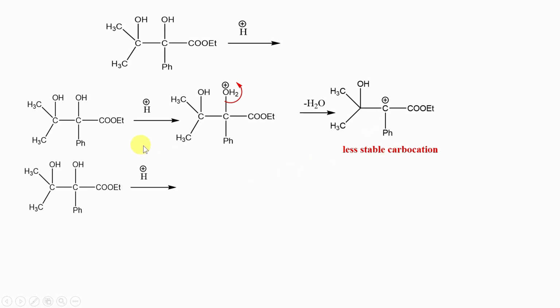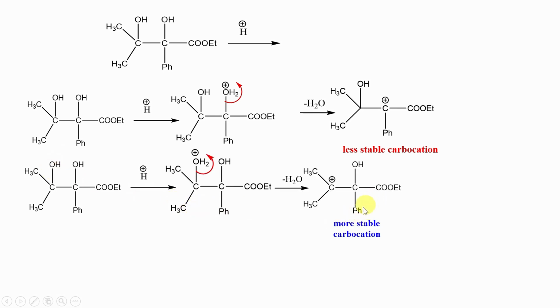While if this proton attacks this hydroxy group, we will get this carbocation, which is the more stable carbocation, formed by the attack of the proton on this hydroxy group. And so the reaction follows this path, not this path.